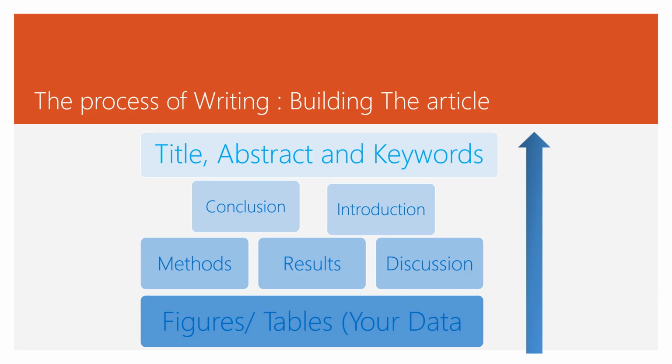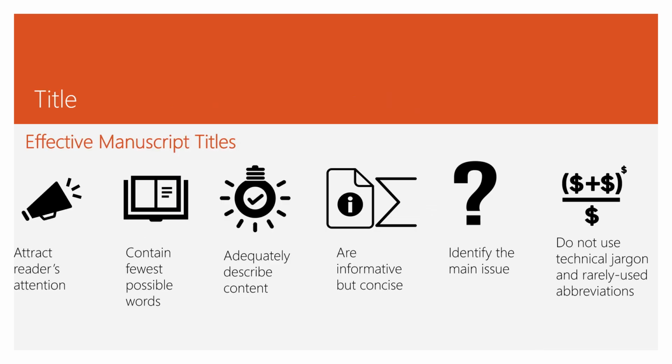When you are going to write a research article, you can always start with preparation of the figures and tables from your raw data. After preparation of figures and tables, you write the methods, results and discussion sections simultaneously. Later, you go for the conclusions and introduction sections, and lastly, you write the title, abstract and keywords. So we are looking one by one at the different sections of the research manuscript.